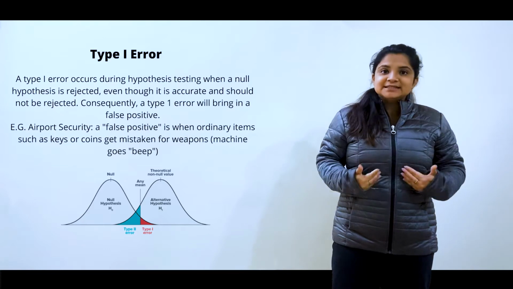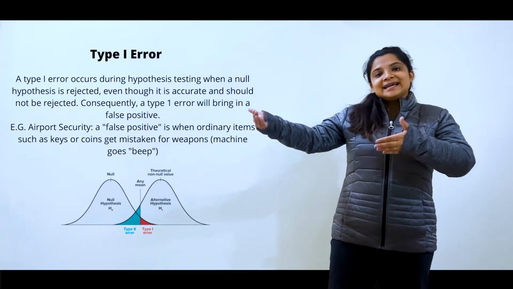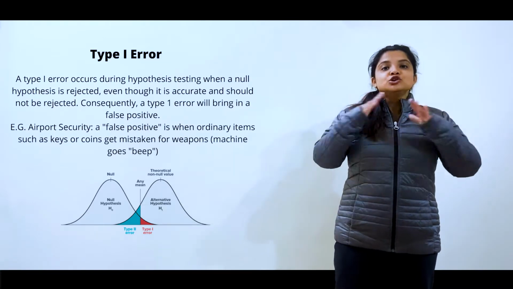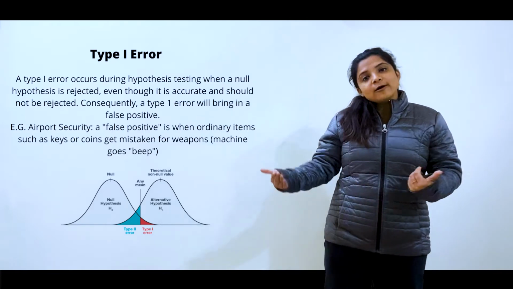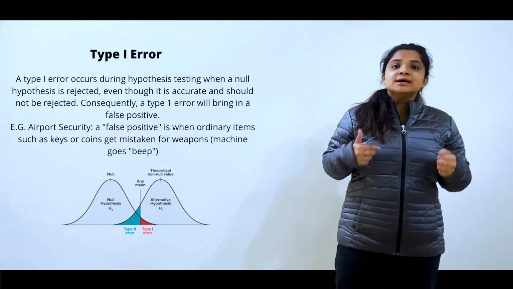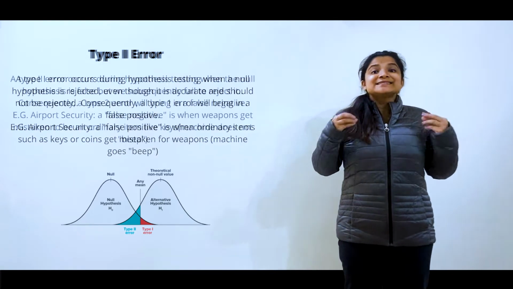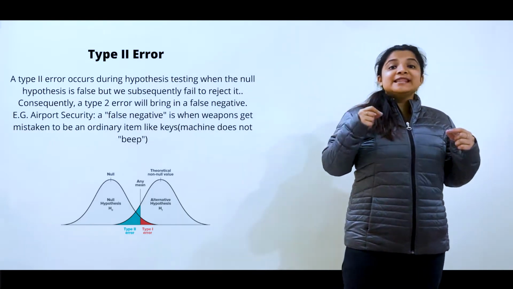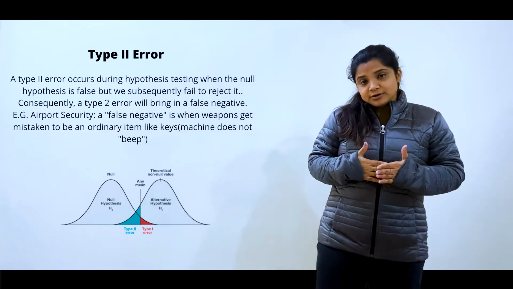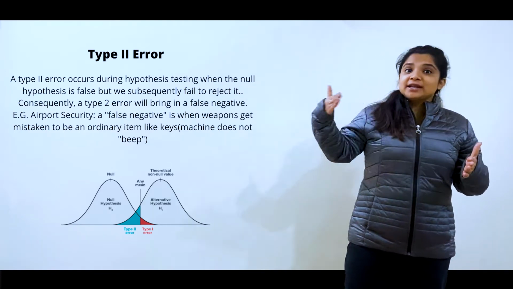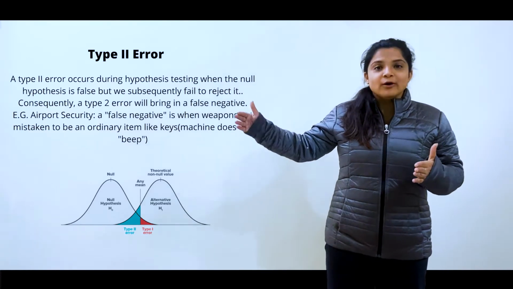We have rejected the null hypothesis that the items that are going are non-hazardous, and a false positive has come into the system. Okay, now talking about the reverse side of it. That is type 2 error or false negative. A false negative occurs when we fail to reject the null hypothesis that is false.